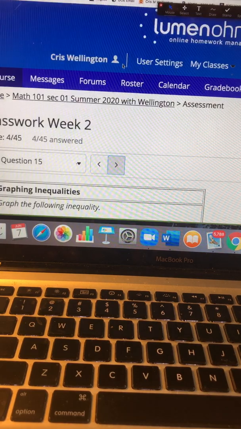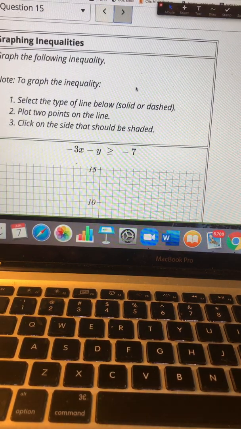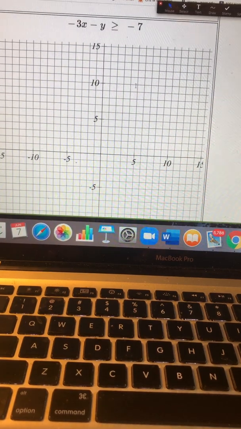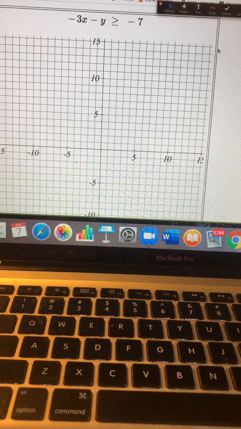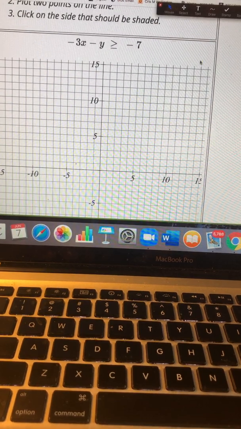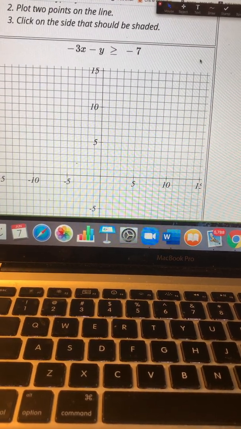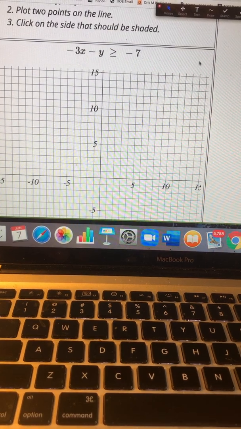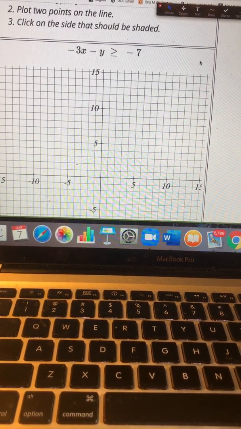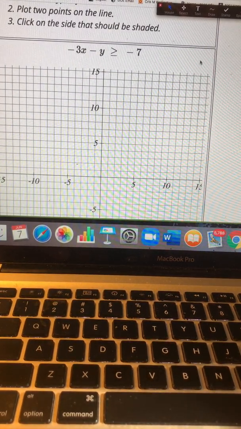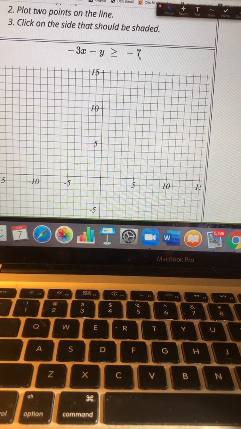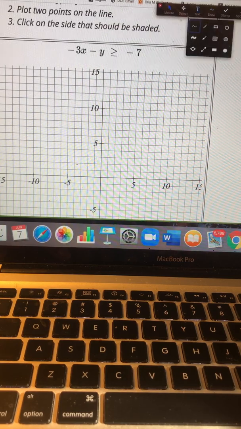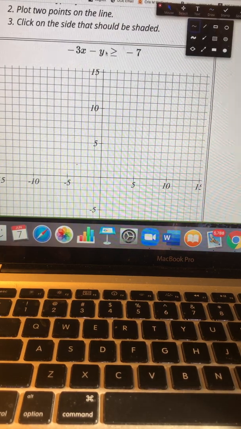So question 15. The questions are increasing in intensity, right? Here you have this question: negative 3x minus y is greater than or equal to negative 7. So here we have it.